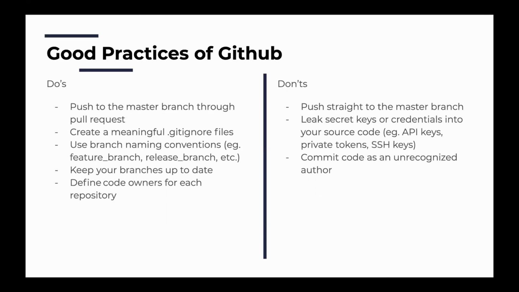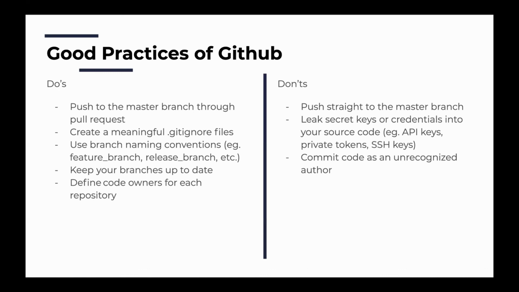Here are some good practices of GitHub. Going down the do's list, you want to push to the master branch through your own branch using pull requests. You want to create a meaningful git ignore file so that you're not pushing files into the master branch or your remote repository that contain more sensitive information. You want to use proper branch naming conventions like feature branch, release branch, etc., to provide a brief explanation of what each branch is made for. You want to keep your own branches up to date, especially locally, so that you're working on files that other developers have contributed to. Last but not least, you want to define code owners for each repository. The code owner can approve or deny pull requests from the developers.